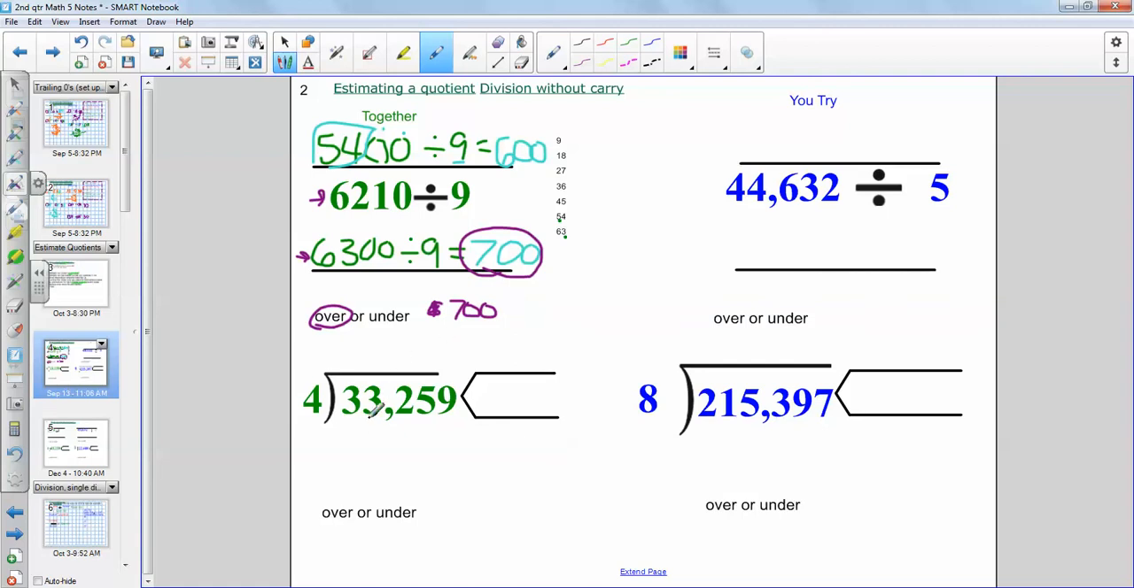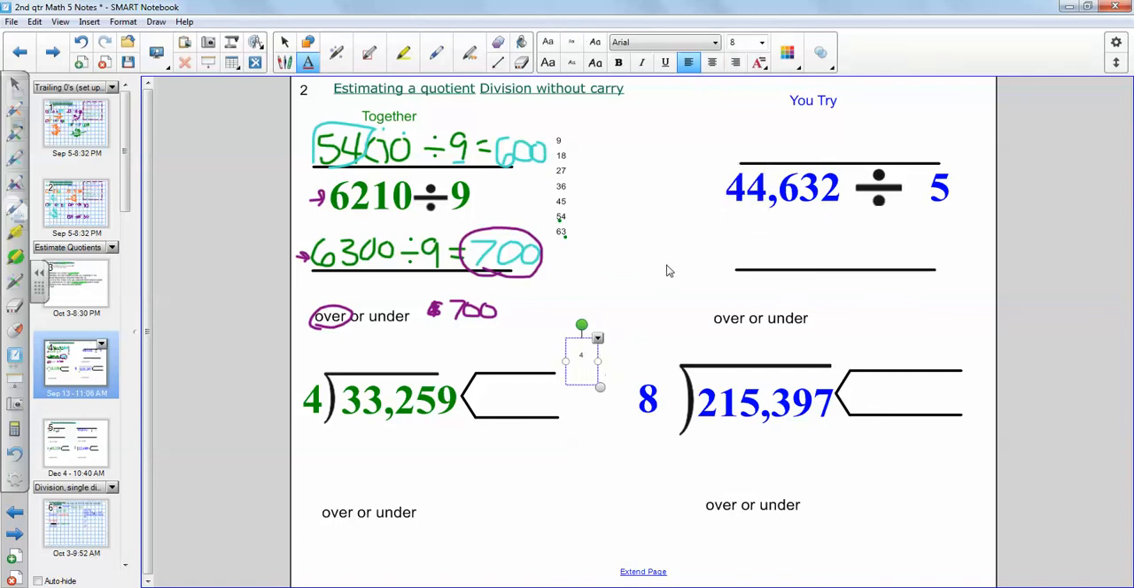Okay, so let's try another one. So again, I have $33,259 and I have to divide it between 4 people. Is it going to be better to give an overestimate or an underestimate? First thing we're going to do is write out our multiples. So my multiples of 4. Let's make that smaller, Mrs. Hook.